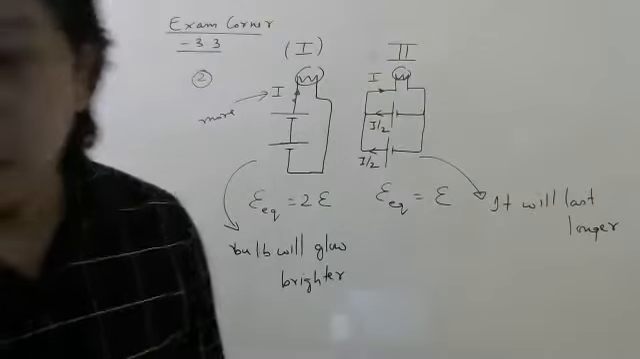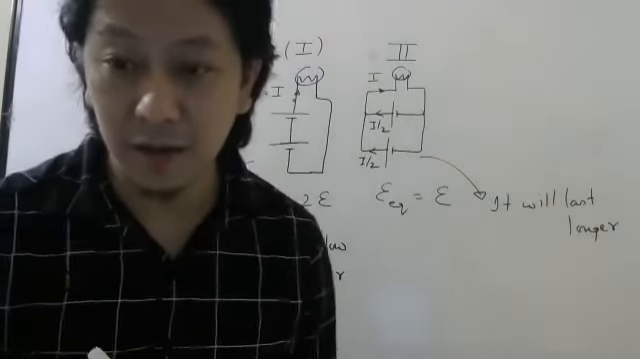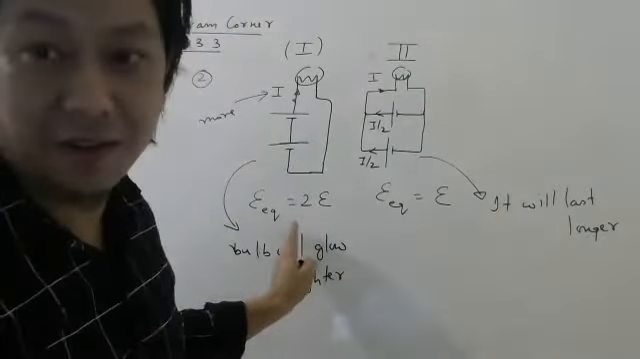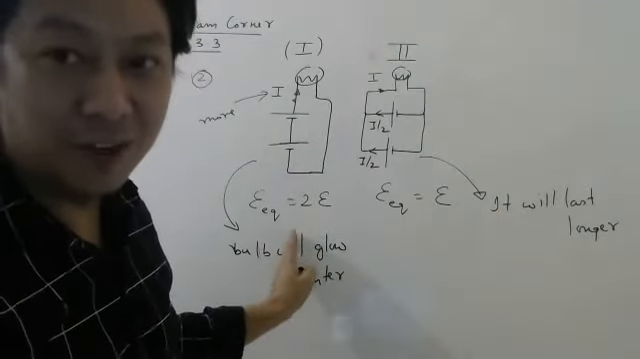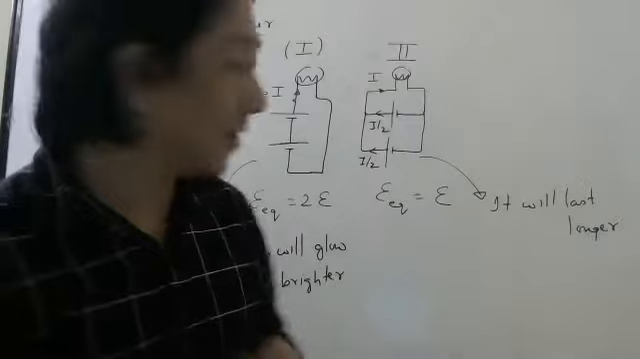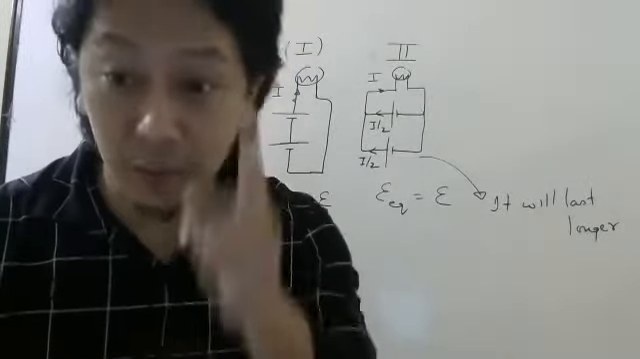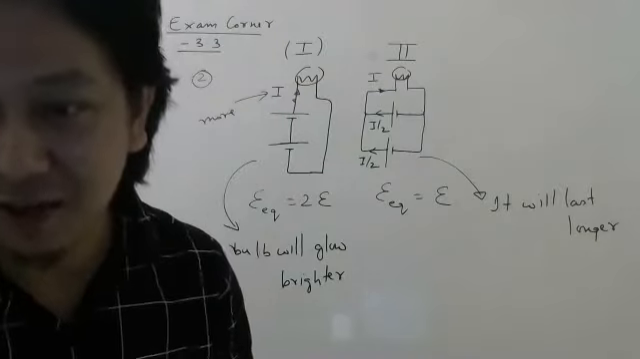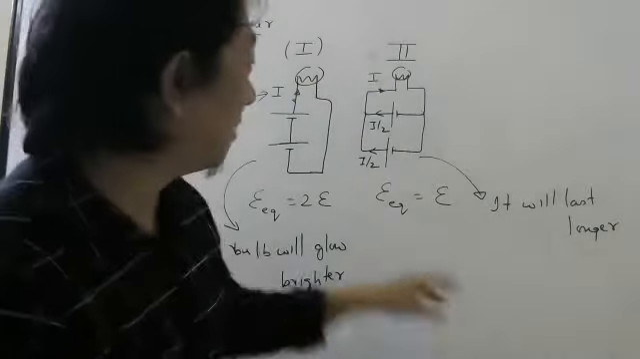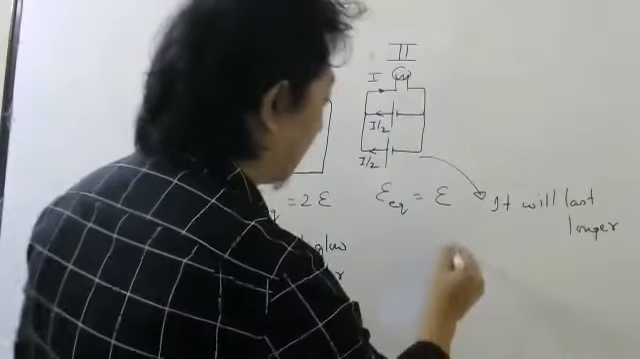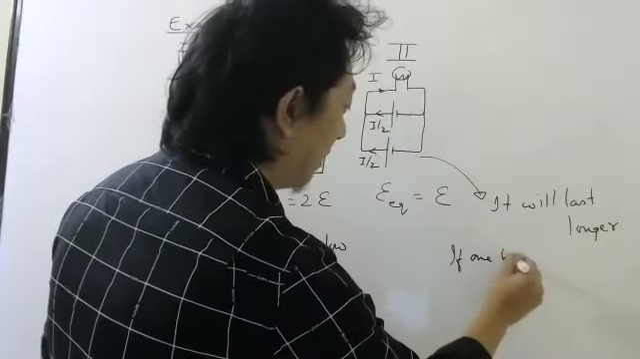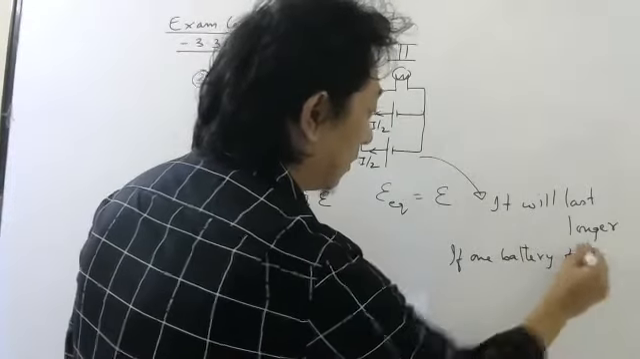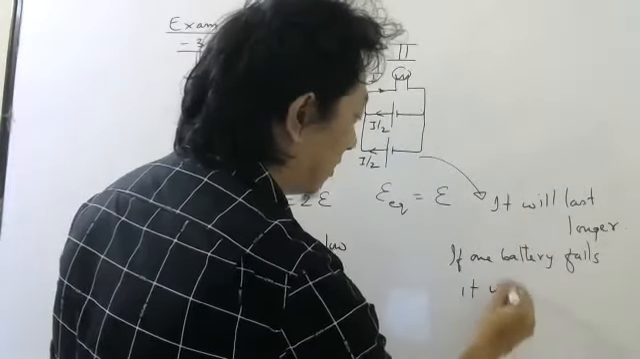Also one more thing, power consumed is less. That is obviously understood from here, no? Because if this one glows more, then this one will glow less. So it will last longer, number one. Another advantage is there. Yeah, Amina has told properly. Another advantage is if one battery fails, it will still work.